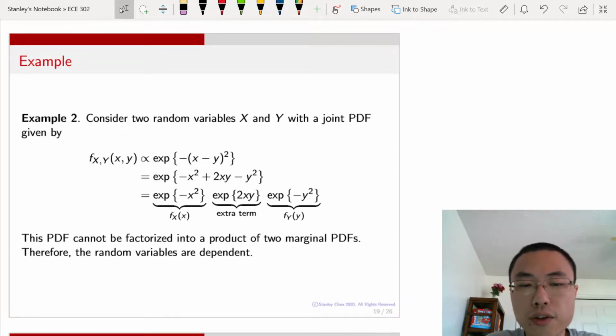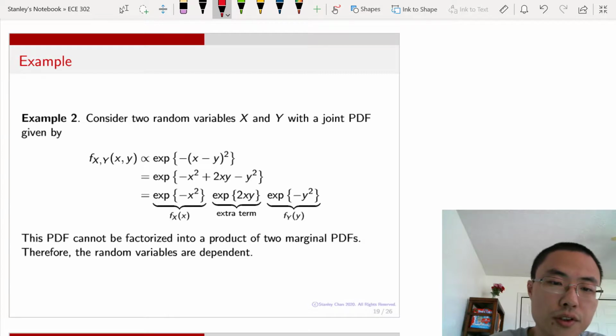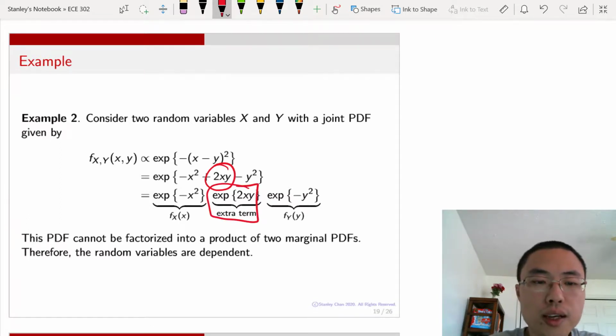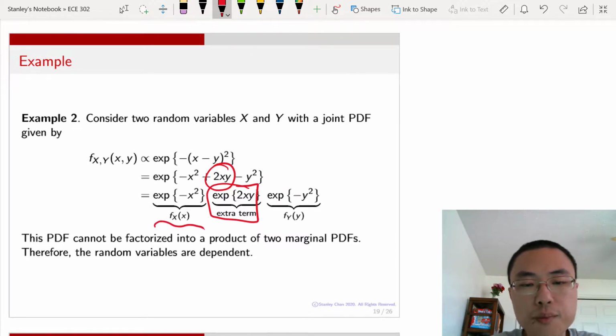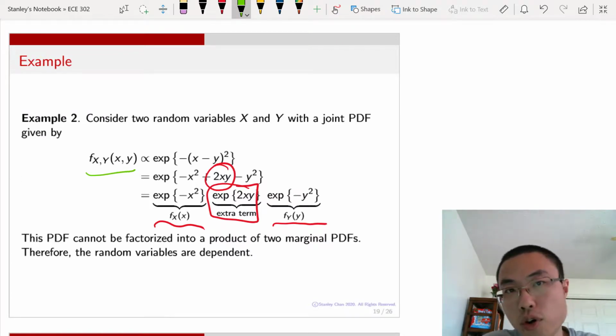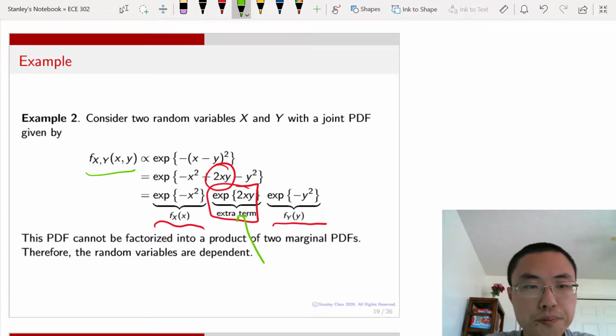Here's an example where you cannot factorize. For example, here you have this minus (x minus y) squared. If you expand them out, you have this 2xy. Now you have this extra term which doesn't allow you to write very clean results that f(x,y) equals something of x times something of y. This term has x and y together, and you cannot eliminate them. And that's why if you have a joint PDF in this form, then I'm sorry, they are not independent. Okay, and this term would precisely define the correlation between the two variables.